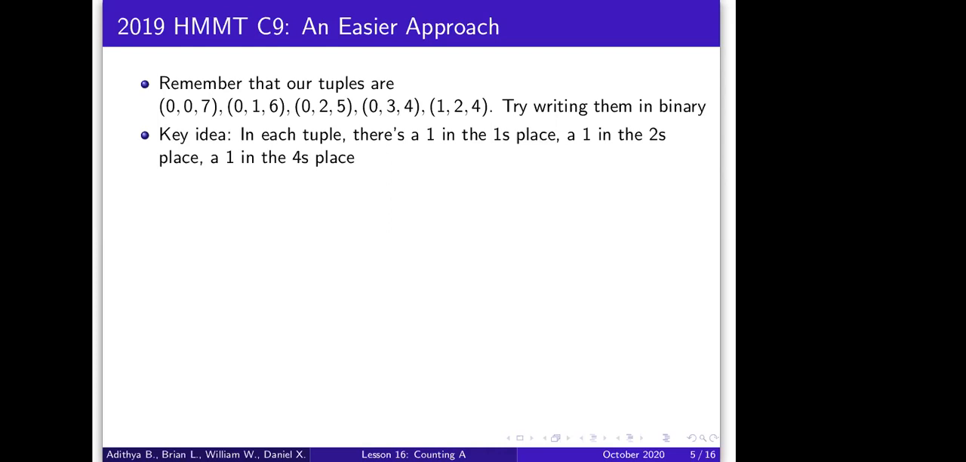So for example, if we take 0, 1, 6, there's a 1 in the ones place, which comes from 1. There's a 1 in the twos place, which comes from 6. And there's a 1 in the fours place, which comes from 6 as well. And similarly for the other triples. So basically, given the structure, we can consider the binary representation of each of the numbers in the grid. Now, in each row, there has to be 1 one in the ones place, and same with each column.